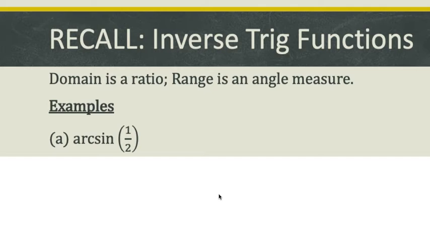When we're dealing with inverse trig functions, your domain is a ratio. So basically what you're plugging into an inverse trig function are side lengths of a triangle, or you could look at it from a unit circle perspective or whatever, but that is a ratio, and your range, your answers, are all angle measures. More importantly, angle measures in radians.